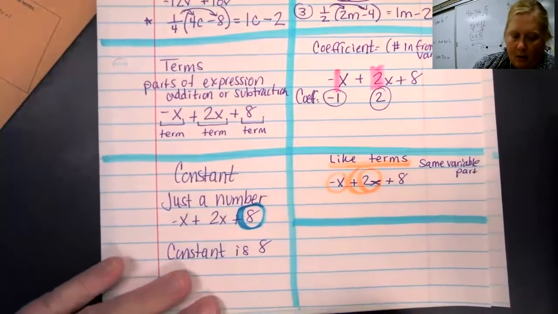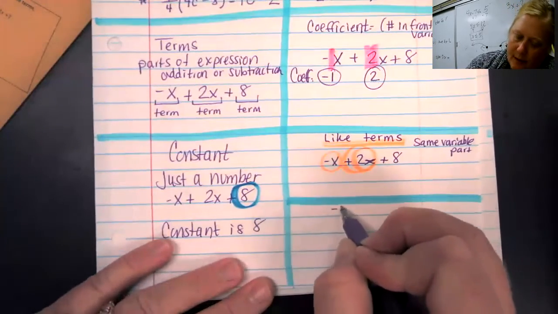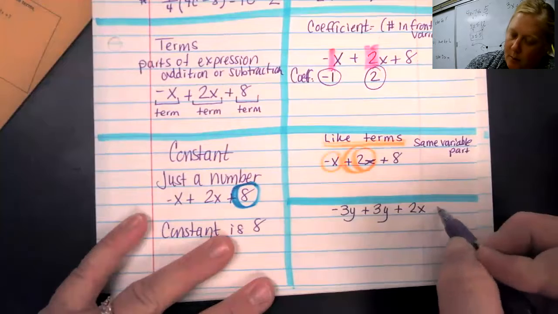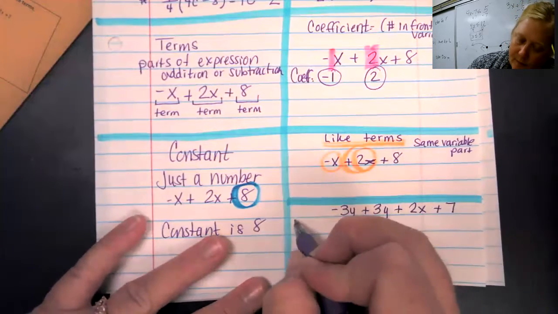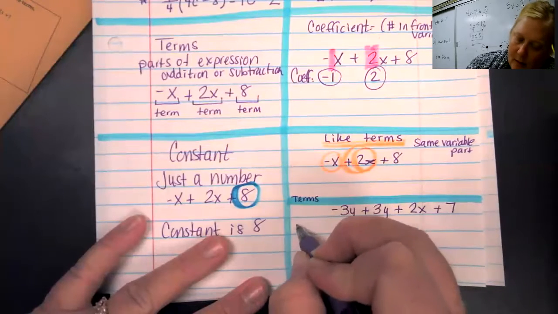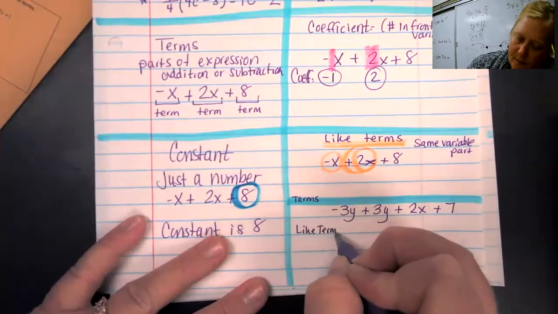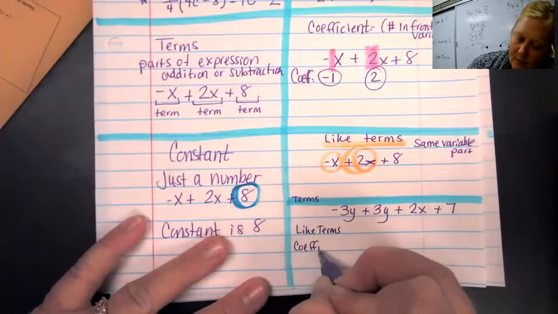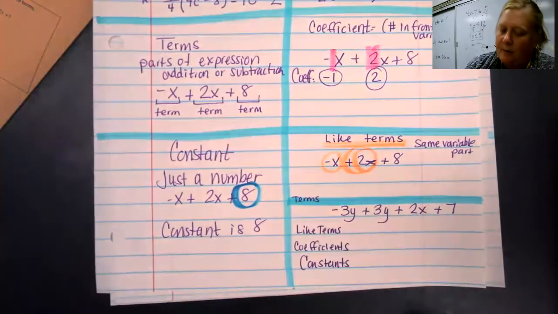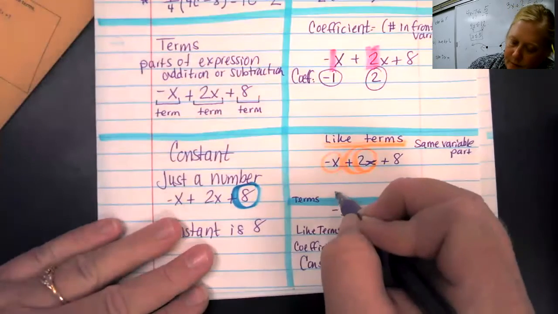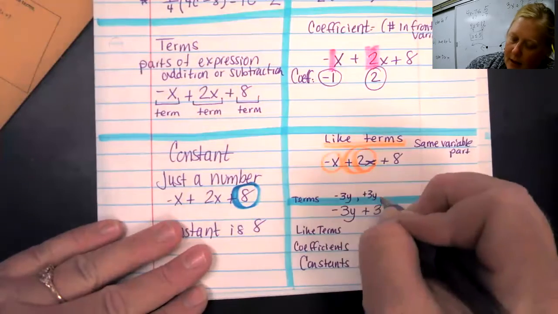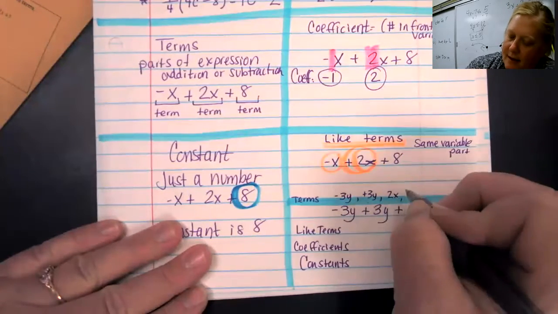All right, here we go. So I'm going to do -3y plus 3y plus 2x plus 7. Okay. So like terms, coefficients, and constants. All right, are you ready? Here's your terms: negative 3y, positive 3y, 2x, and 7.